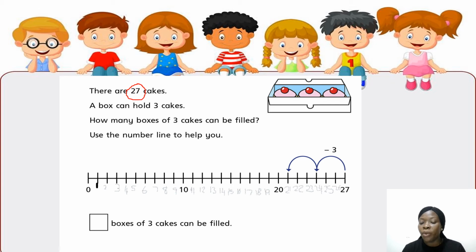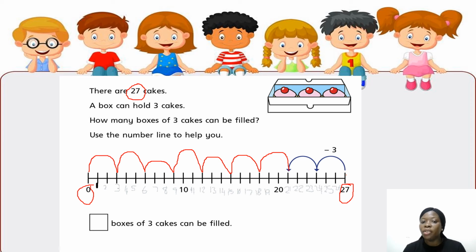So from 27, we made a jump of 3 and ended at 24, counting backward in threes. So we have 27, 24, 21, 18, and then from 18 we move to 15, from 15 we move to 12, from 12 we move to 9, from 9 we move to 6, from 6 we move to 3, and from 3 we move to 0, until we get to 0 before we stop, starting from the total number we've been given.